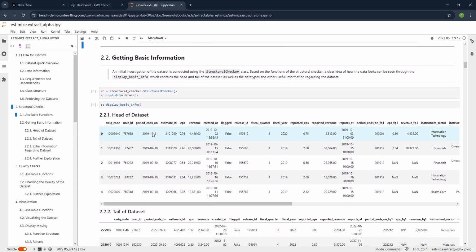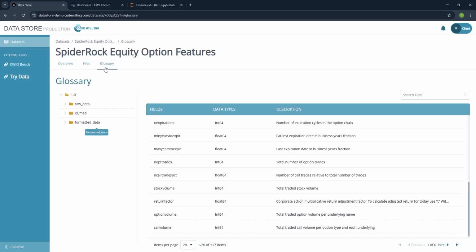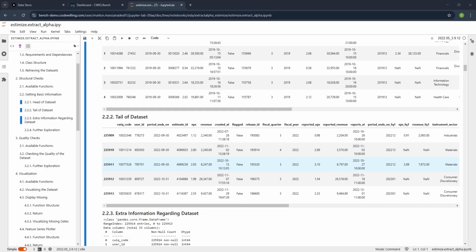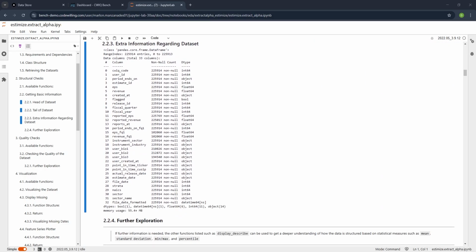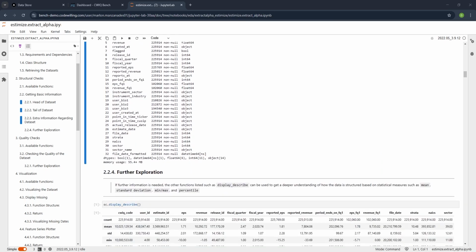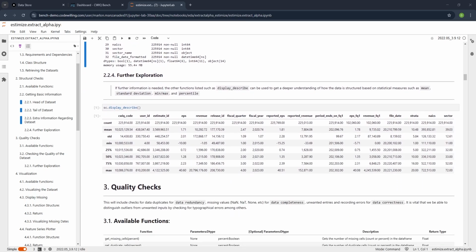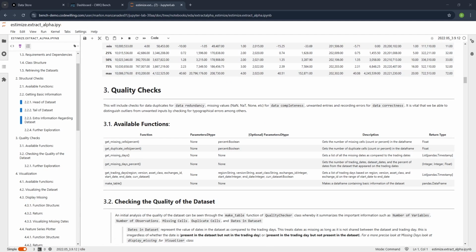If you need further information about what each column means, you can always go back to the data store and go to the glossary tab and see the columns of the formatted data. Going back to the notebook, the next table shows the tail of the dataset or the last 5 rows. Next table would be what each dataset has, like how many null values and what corresponding data types they have. Last, for structural checks, would be the summary of descriptive statistics for each column of the dataset with which we can generate insights from.